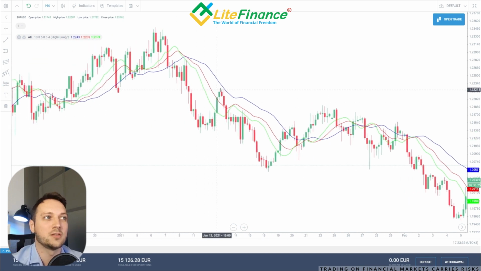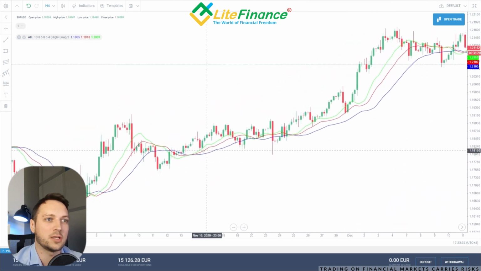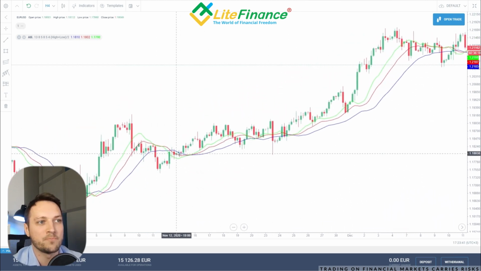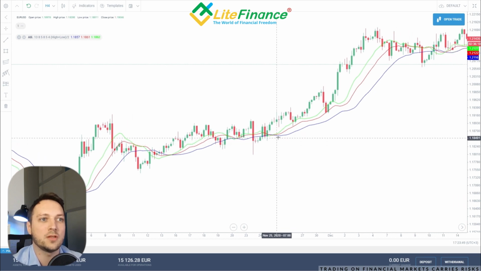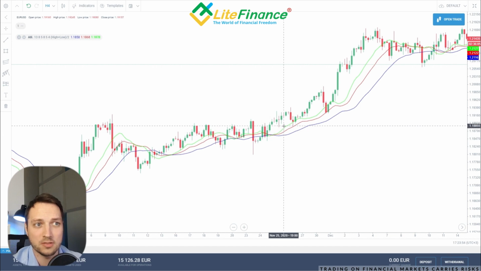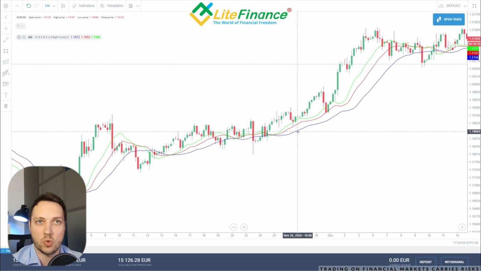Again, like here, we have a sideways move, the lips are crossing back and forth, the lines are very close to each other. And here we have the situation where the lips crossed the two others above and started to gain momentum, and the lines are starting to spread wide. So this is the beginning of a trend, a very strong trend.